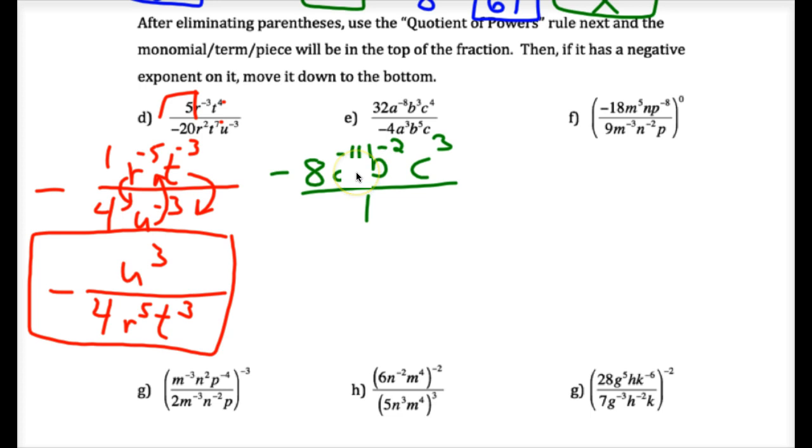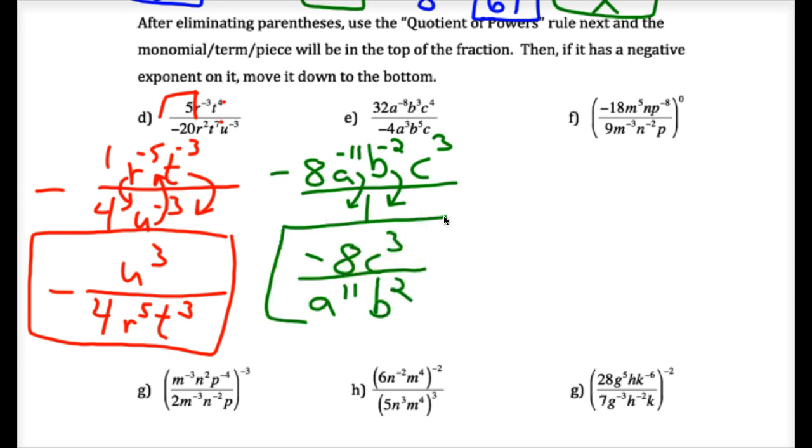Does the A to the negative 11 drop down? Yep. B to the negative 2? Yep. C to the third? No. So it's A to the C. Just A to the negative 11 and B to the negative 2 drop down. Okay, Sarah, final answer. B squared. Done. These are the easy ones.